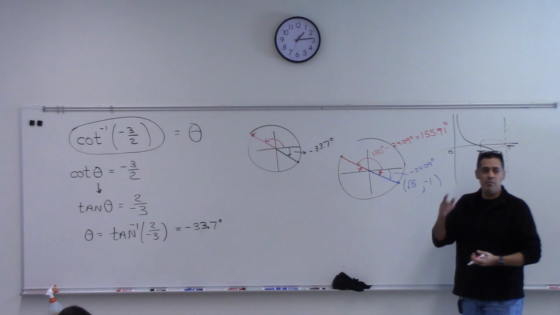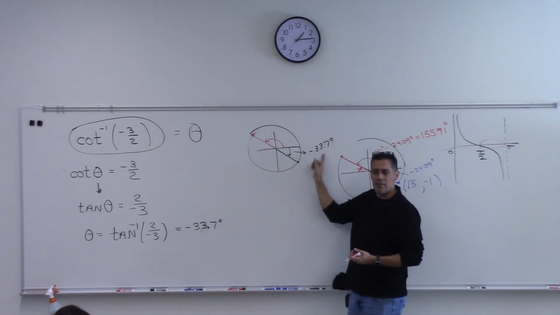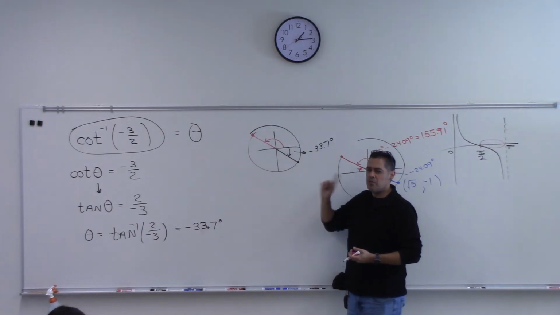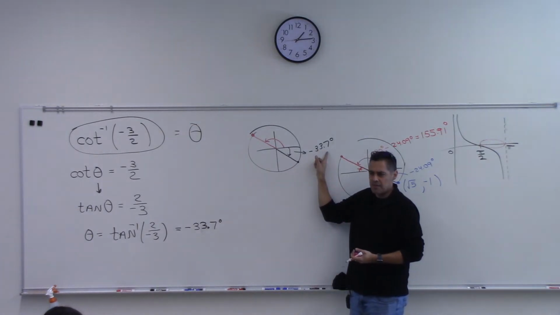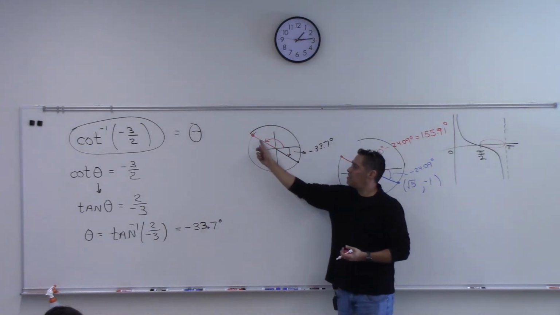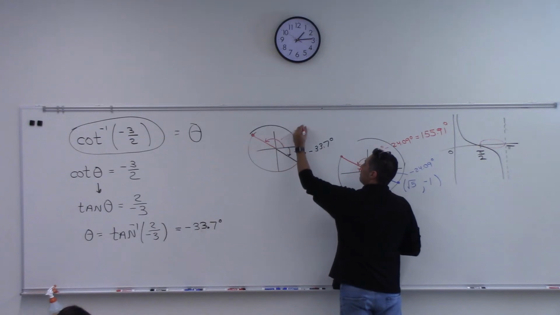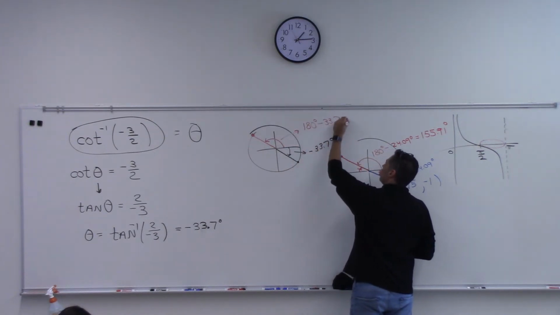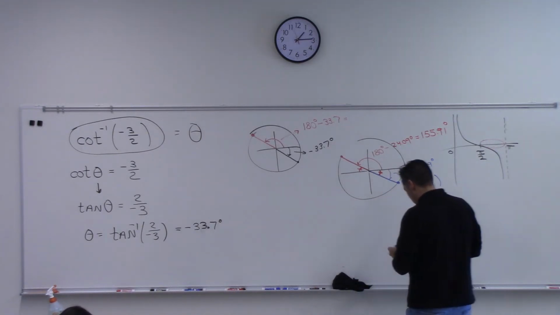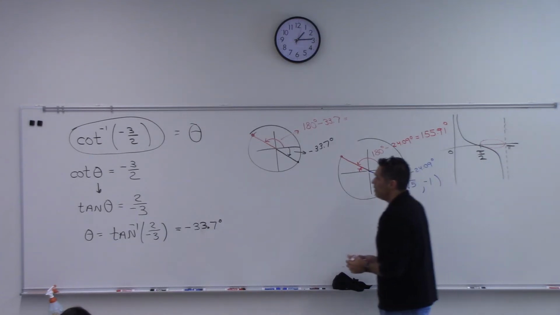So last time, didn't we subtract? We did 180 and we subtracted 33.7. Couldn't you also just add 180 to this? Same exact procedure, isn't it? Adding 180 would just take us to the other side over here. Either way, I'm going to do it the way we did last time. I do 180 and I take away the 33.7, and that is 146.3.